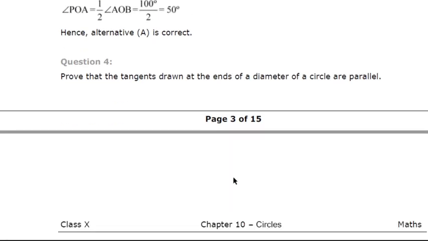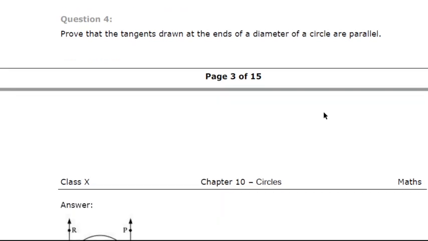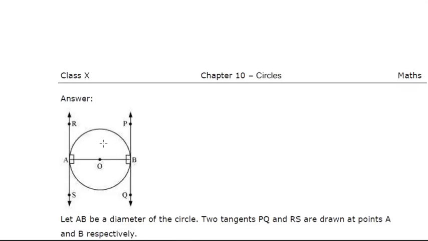Now question number 4. Prove that the tangents drawn at the end of the diameter of a circle are parallel. Tangents drawn at the end of diameter of a circle. Okay. So this is the diameter and you have drawn the tangents. You have to prove these are parallel. Very simple. If this is a tangent, then this angle must be 90 and this angle must also be 90. And you use now co-interior angle property.